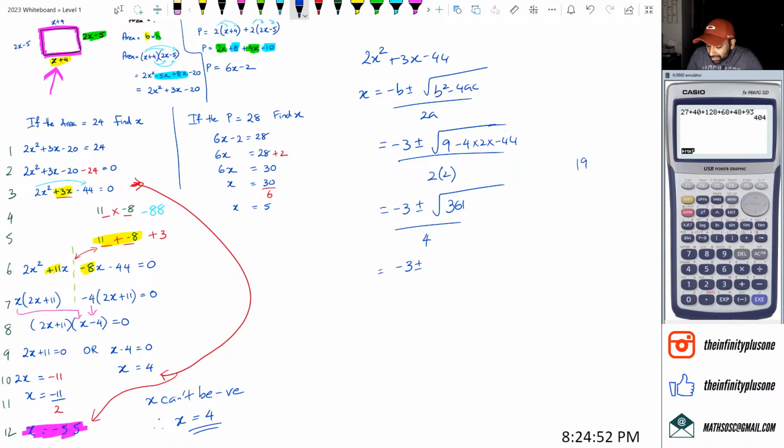I've got to do this without a calculator. 9 times 9 is 81, carry the 8, 361. Yeah, 361, that's right. So 19 it is. So you've got negative 3 plus 19 over 4, or negative 3 minus 19 over 4. So you're going to get 16 over 4, which is 4, or negative 5.5. Hopefully that helped, Chelsea.